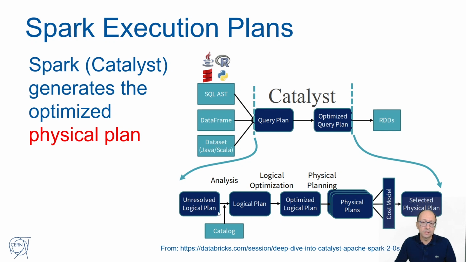So Catalyst, what it does, it will first generate an unresolved logical plan, and then it will refine it into multiple logical plans, and finally we come up with a physical plan, and maybe even optimize it further if we are using table statistics, for example, using a cost model. And at the end we have a selected physical plan. This will tell Spark, go and read that particular file, do this type of join, and write the results into those other files. So physical operations.